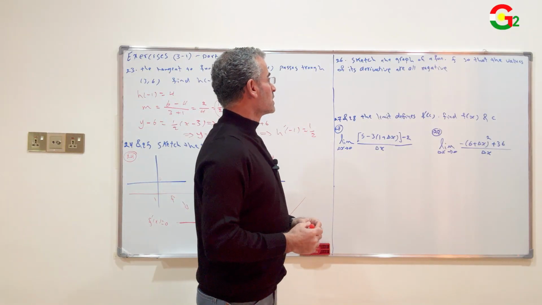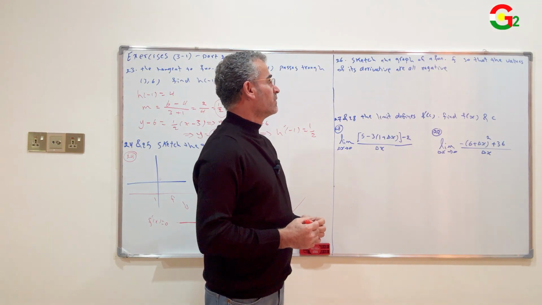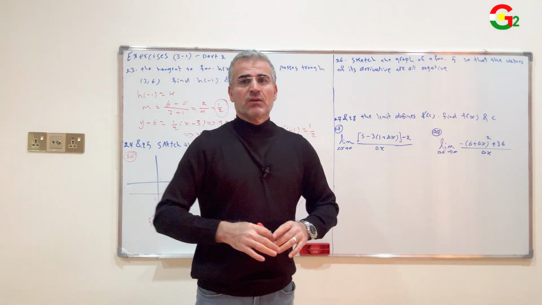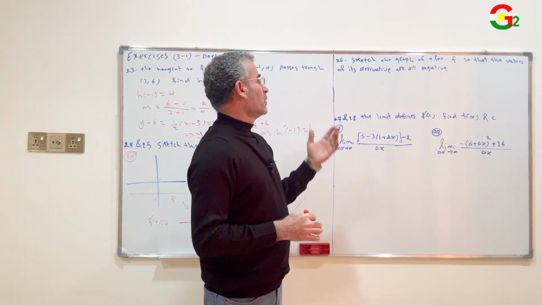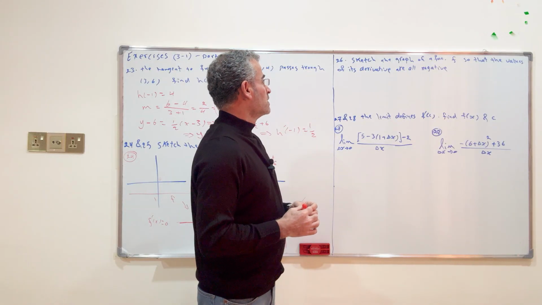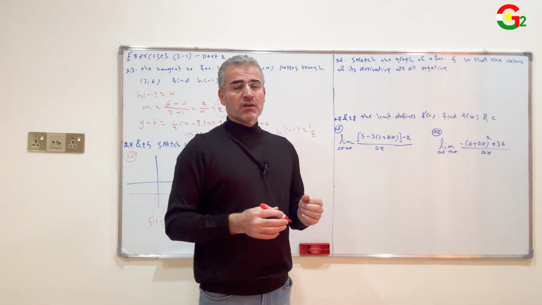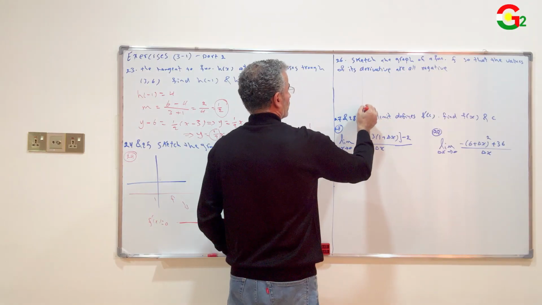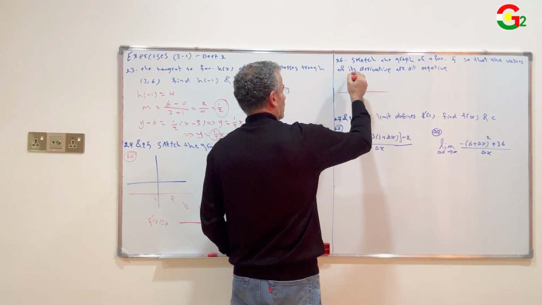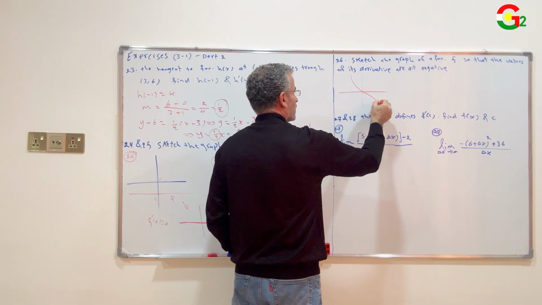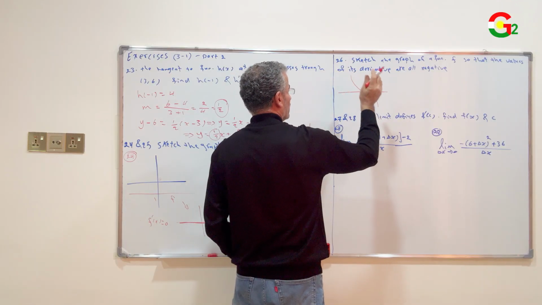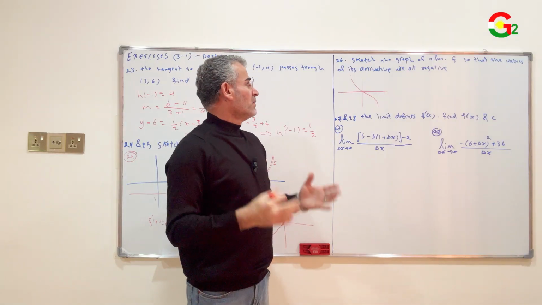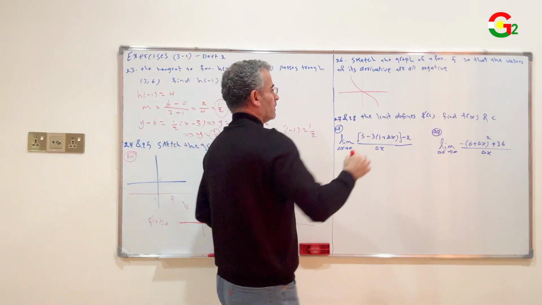Question number 26. Sketch the graph of a function f so that the values of its derivative are all negative. For the values of its derivative to be negative, it means the function is decreasing everywhere. So we can choose this function. This function is decreasing from negative infinity to positive infinity. Therefore, the values of its derivative are all negative.